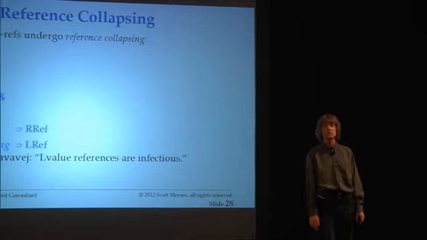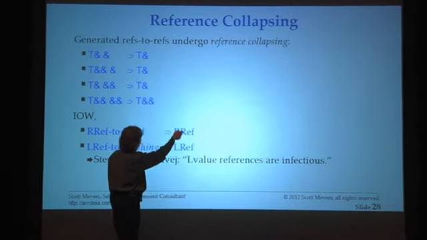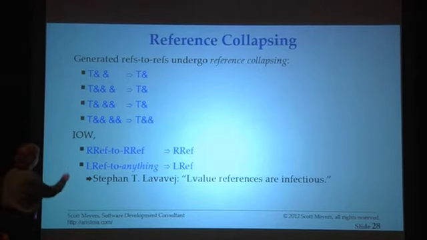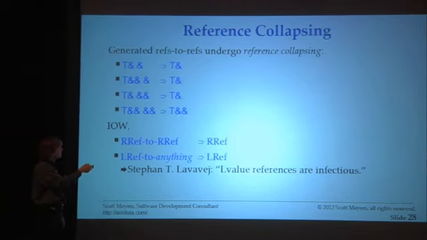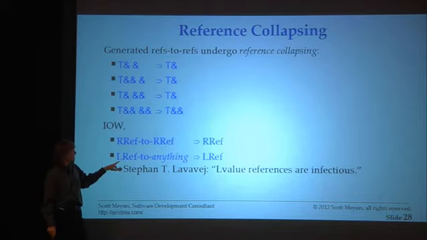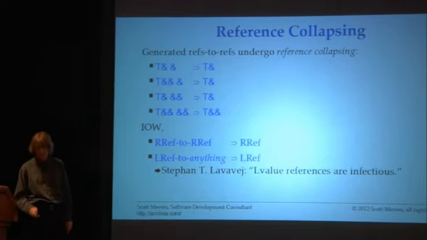Because there are four possible combinations of L value reference and R value reference, there are what are known as reference collapsing rules. Reference collapsing rules state that if during analysis of the types in a C++11 program, you end up with a reference to reference, the references are collapsed as follows. An L value reference and anything becomes an L value reference. And an R value reference to an R value reference becomes an R value reference. So in other words, R value reference to R value reference always yields an R value reference, and an L value reference to anything yields an L value reference. Stephan T. Lavavej at Microsoft says L value references are infectious. That is the set of reference collapsing rules.